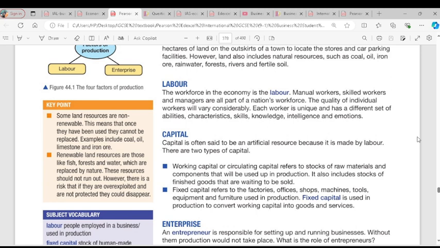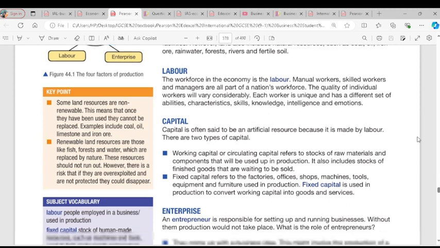Then we have labor. When we talk about labor, we're talking about the workforce in the economy, people that work for the company. Without workers, we can't even have organizations. Who is going to carry out the operations? So workers are the labor. Then we have the skilled workers, who are those that are educated. We have the semi-skilled, maybe technical, and we have the unskilled, who don't need education or training to carry out their jobs. But irrespective of which one it is, they are all workers, and they are important in the factor of production which is labor.